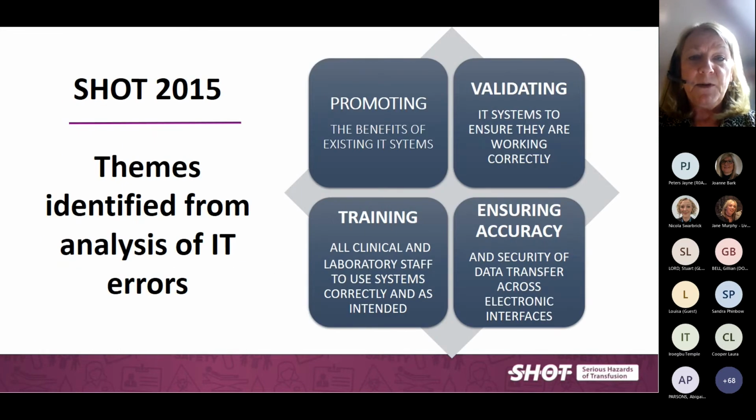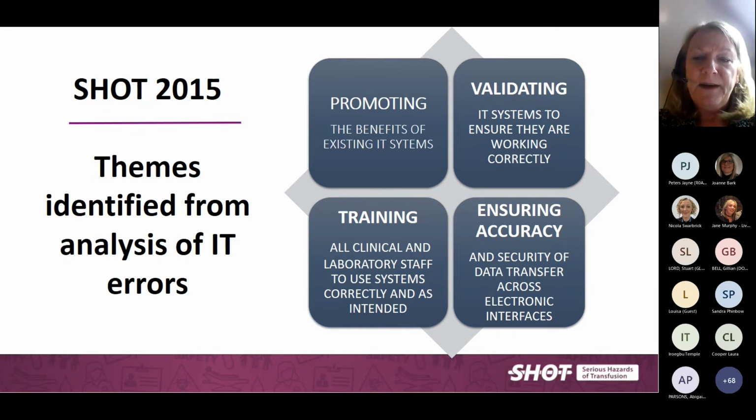So in 2015, SHOT took stock a little bit and looked back at what we had reported through our IT chapter, and we came out with these themes that really map to a lot of the errors that we were identifying. Certainly, SHOT continues to promote the benefits of existing IT systems. They make systems safer. They take away a lot of manual steps, and they certainly are forcing functions, if you like. They promote safe practice. But if you don't make sure that they're working correctly or have been set up correctly, that's one of the steps where things go wrong.